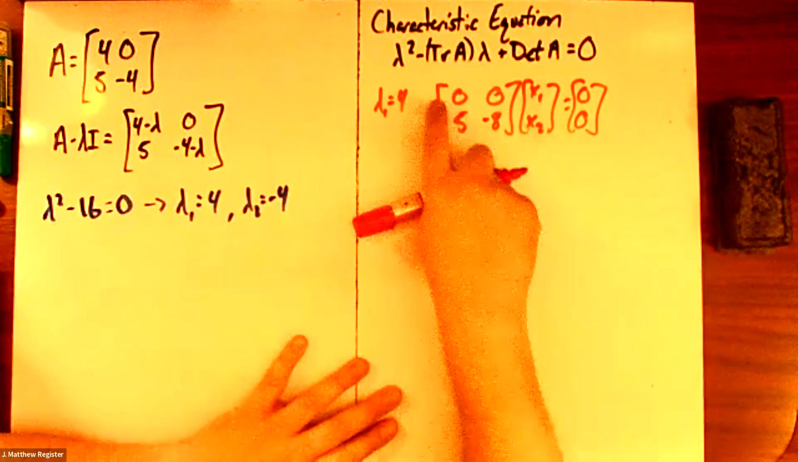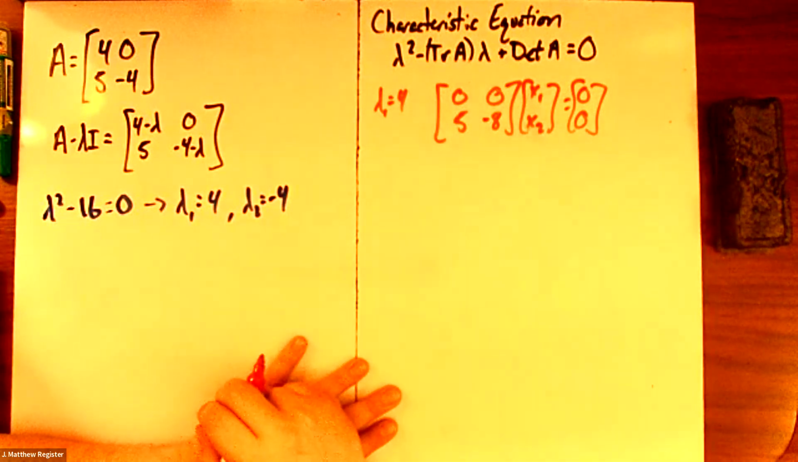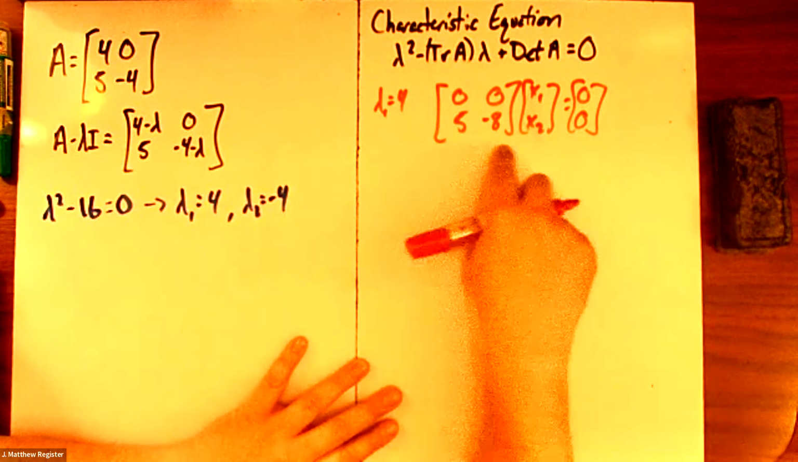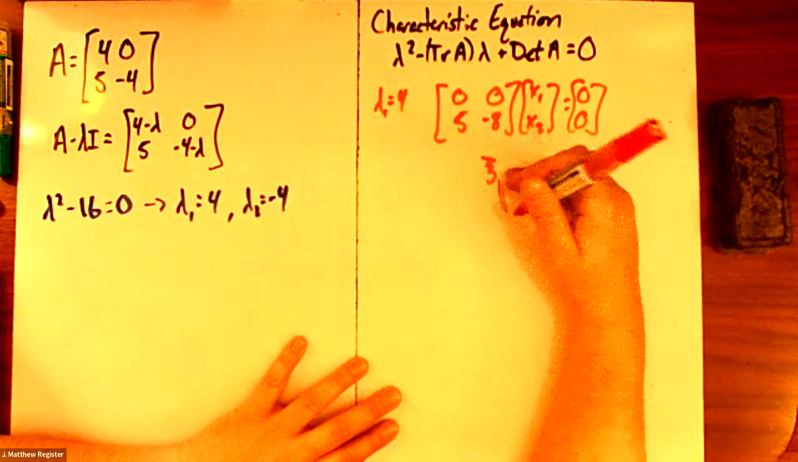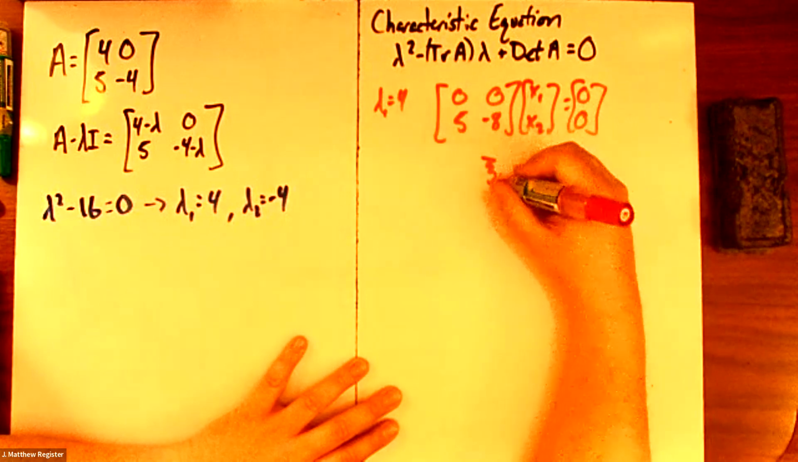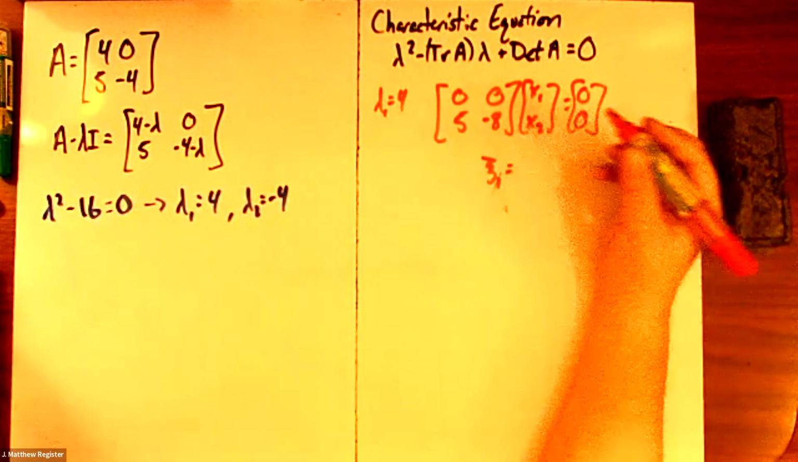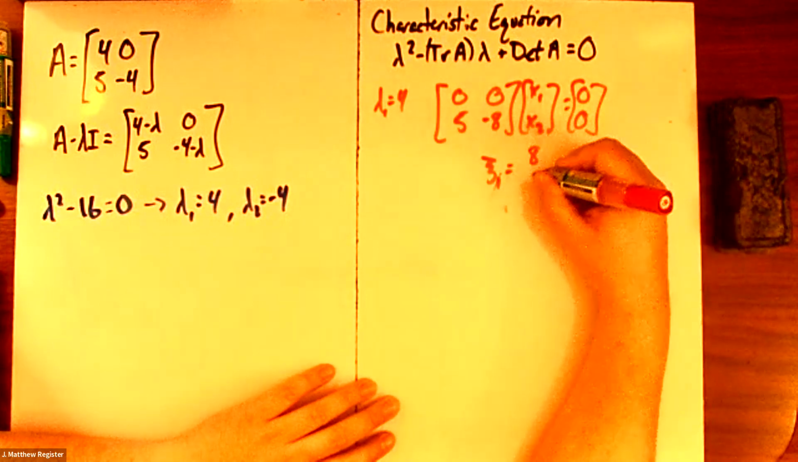So notice in this case, we have 0, 0 on the top. Do not set your eigenvector equal to 0, 0. It doesn't have a direction. And so instead use this bottom row. And so with this bottom row, our eigenvector 1 would be 8, 5.